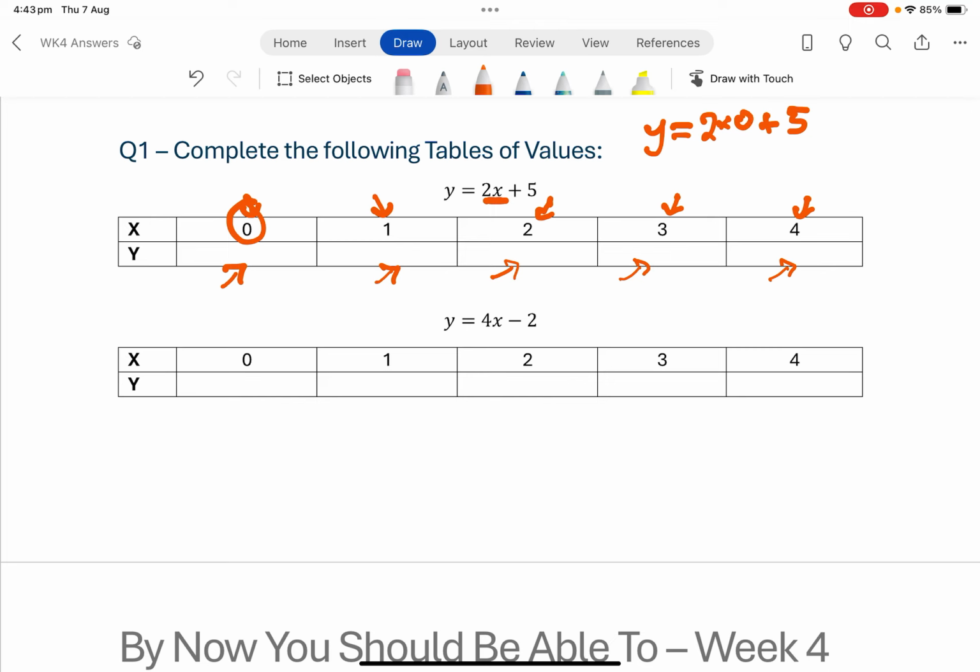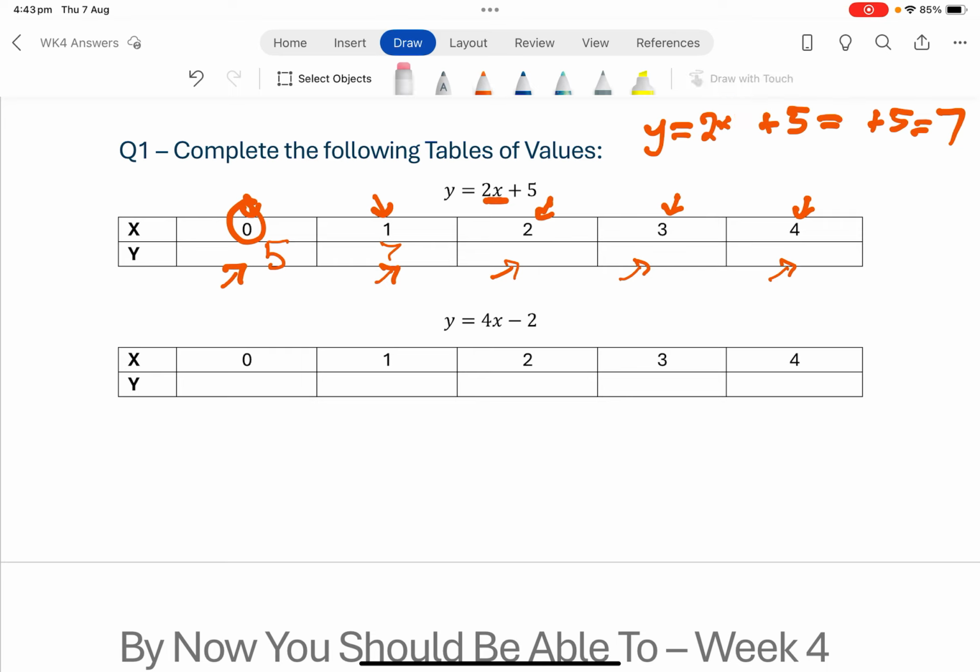And when the 2 is next to the x like that, it actually means 2 times x, hence why I've done 2 times 0 there. In this case, 2 times 0 is 0, plus 5. 0 plus 5 is 5, so in this box here, I'm going to put a 5. Then we're going to do the same thing, except instead of 0, it's going to be 1. And 2 times 1 is 2. 2 plus 5 is 7. So I'm going to put a 7 here.